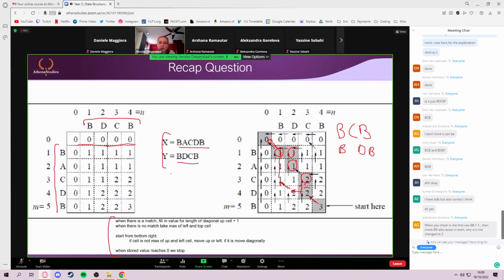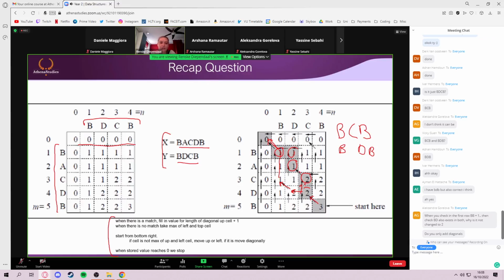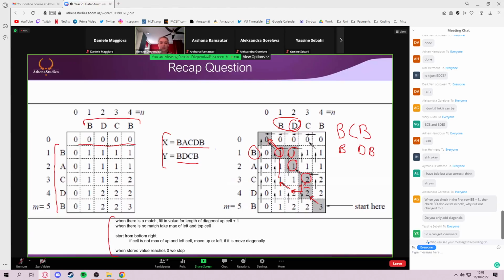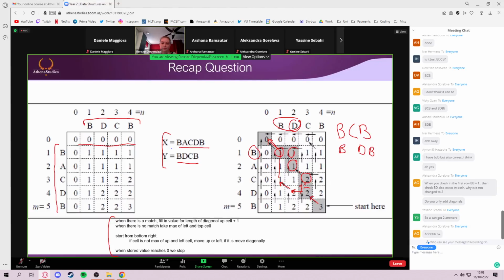Okay, question: when you check in the first row, BB is 1, then check BD also exists in both, why is it not changed to 2? You look if this and this letter match, not if it's in both. So you don't look at the sequence, you just look at the letters separately, basically. So yes, you can get 2 answers. Really, it depends on the path that you follow. Sometimes there are multiple paths, or sometimes you have multiple highest value starting points, basically.